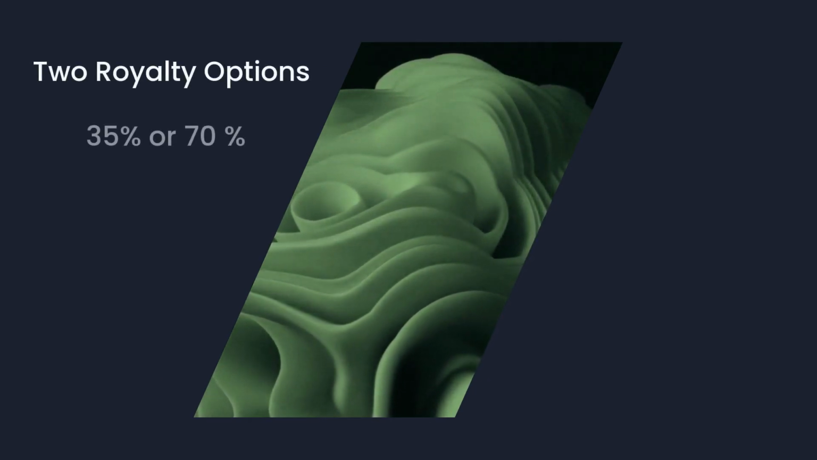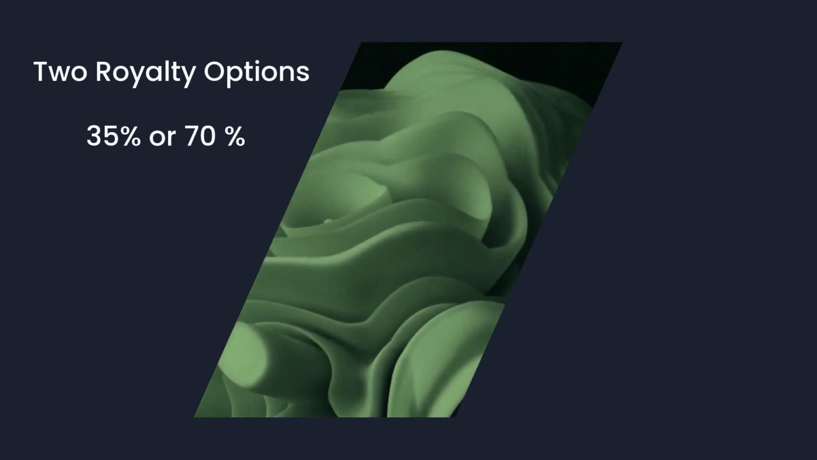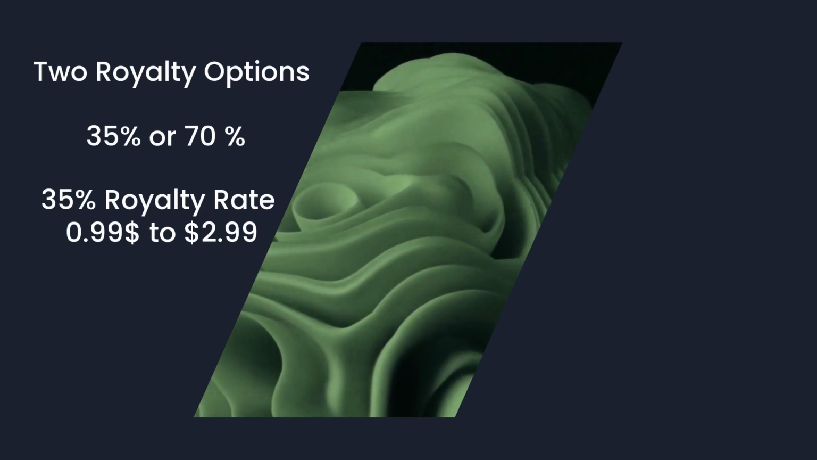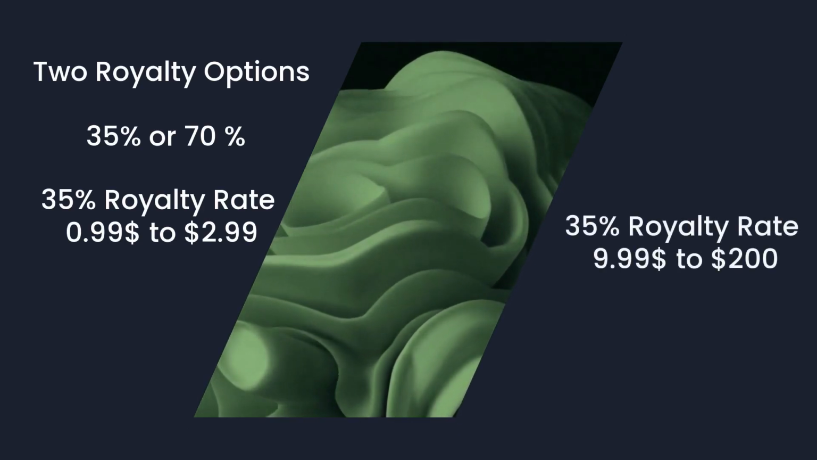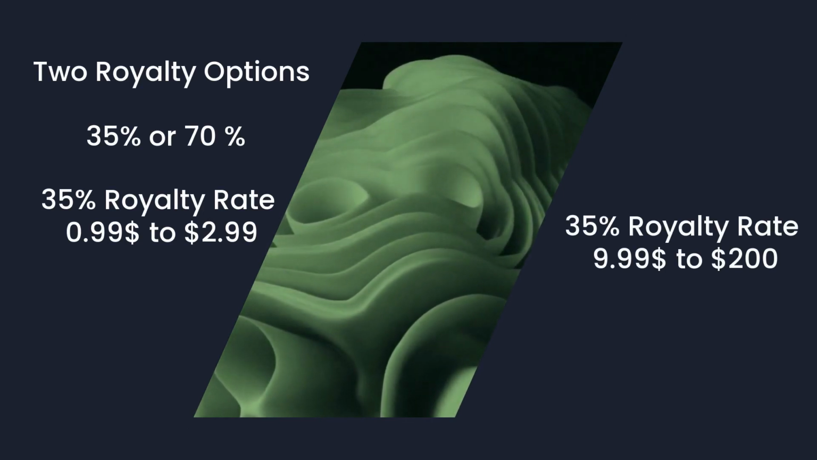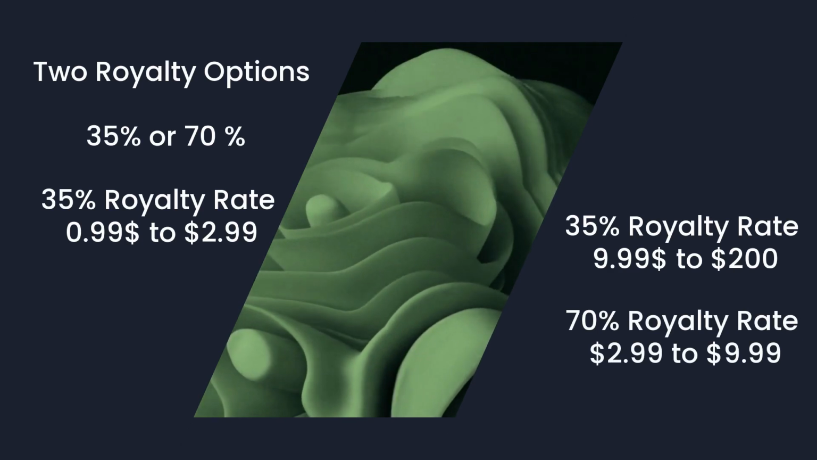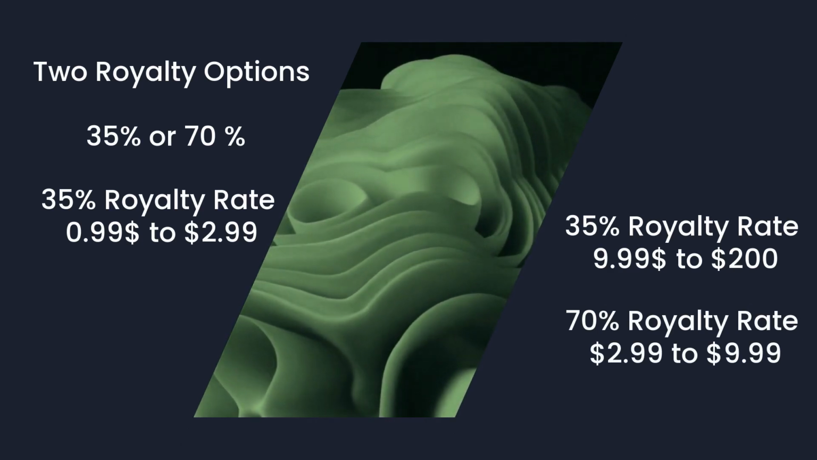You can choose between two royalty options, a 35% royalty rate or a 70% royalty rate. The 35% option allows you to price your book between 99 cents to $2.99 and from $9.99 to $200, while the 70% option requires you to price your book between $2.99 and $9.99.